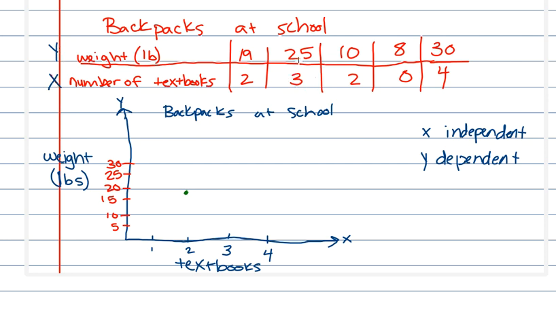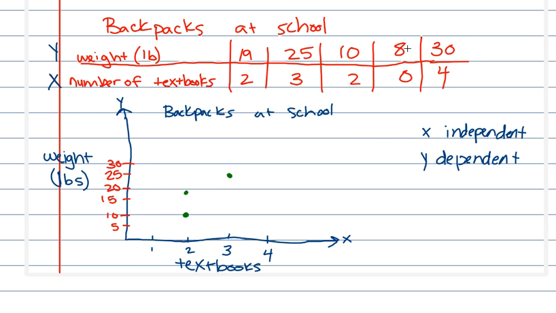Again, we're going bottom to top this time, which isn't usually normal. So we're doing (3, 25): 3 across, then up 5, 10, 15, 20, and 25 is right in the middle there. That's where I put it. Then we have 10 pounds for 2 textbooks. I go to textbooks 2 and up to 10, which is nice and easy because it's right on that first blue line.